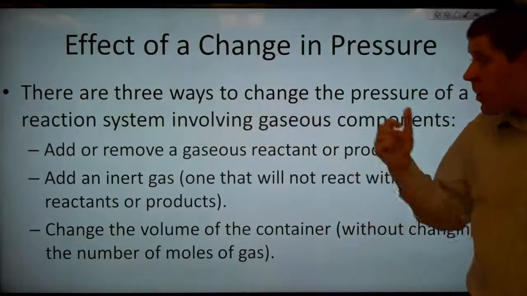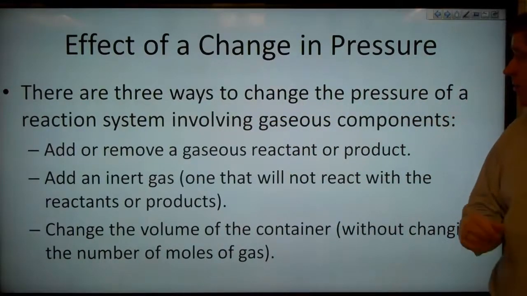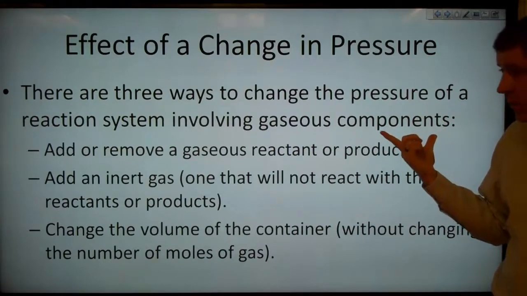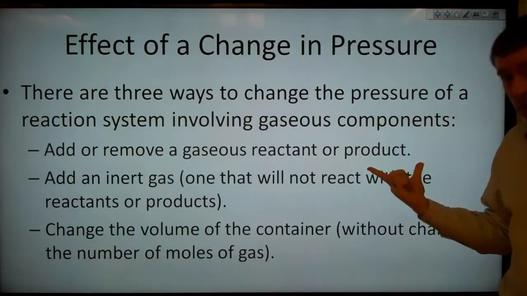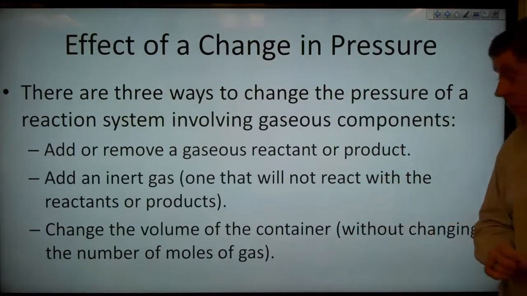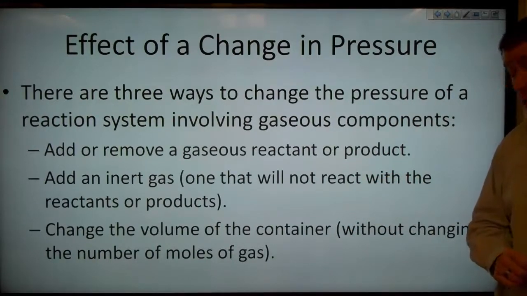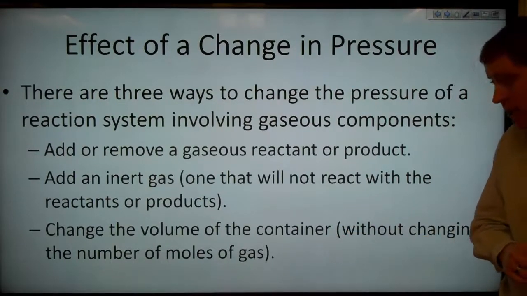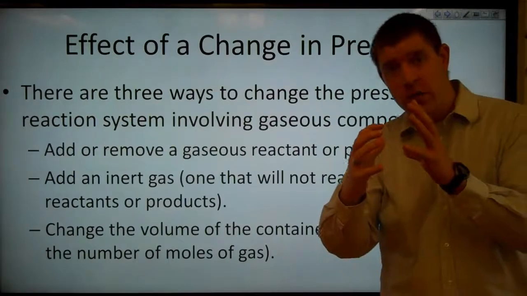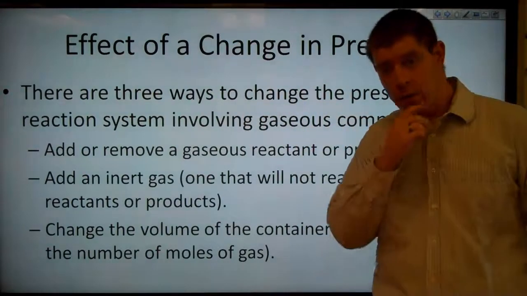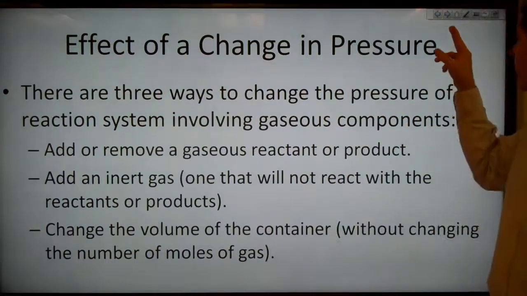So there are 3 ways to change the pressure of a reaction system involving gaseous components. We could add or remove a gaseous reactant or product. We could add an inert gas, one that will not react with the reactants or the products. Or we could change the volume of the container without changing the number of moles of gas, so we could just squeeze the whole reaction mixture into a smaller volume or expand it into a larger volume.